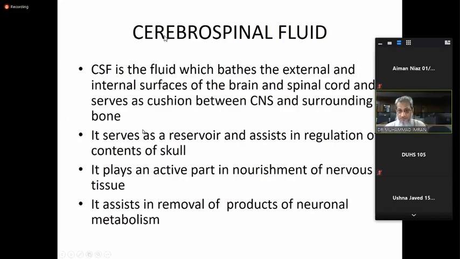So cerebrospinal fluid is the fluid which bathes the external and internal surfaces of the brain. It serves its most important function as far as head injury and neurosurgery is concerned. It serves as a cushion between the CNS and surrounding bone. It also serves as a reservoir and assists in regulation of the contents of the skull. And it plays an active part in the nourishment of the nervous tissue, and also assists in removal of products of neuronal metabolism. So these are the common functions of the cerebrospinal fluid.